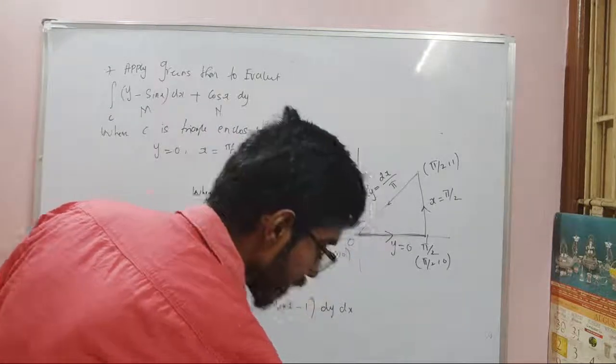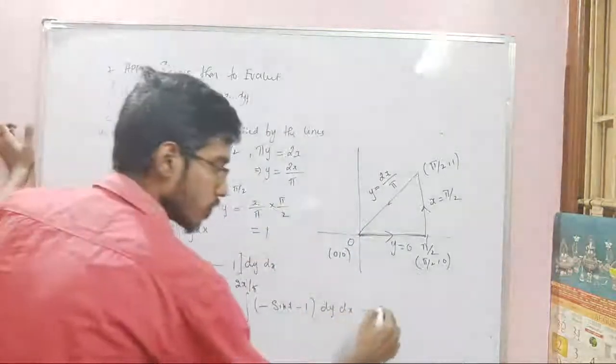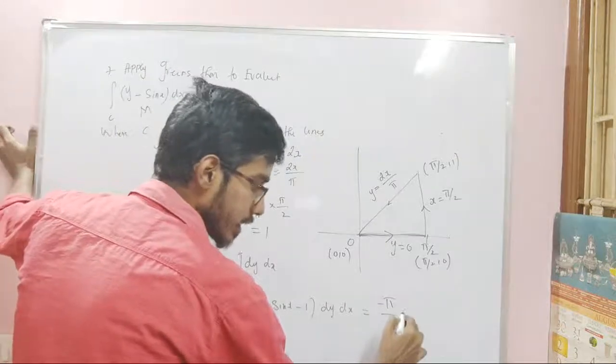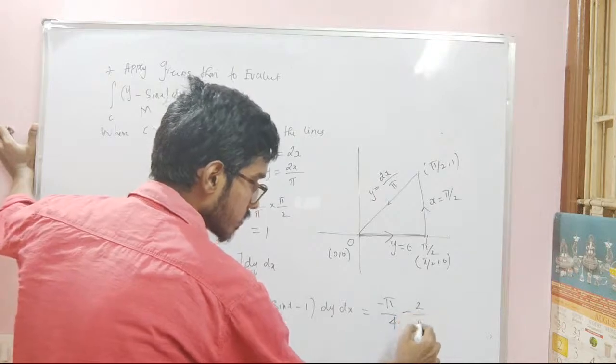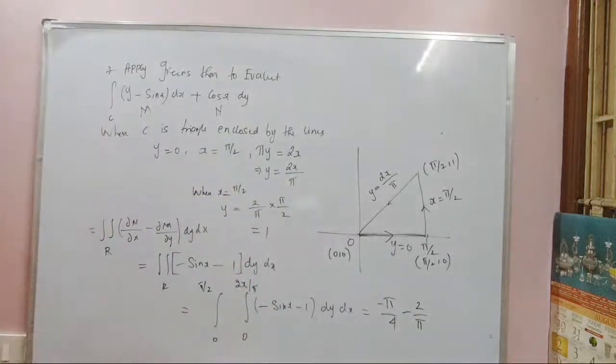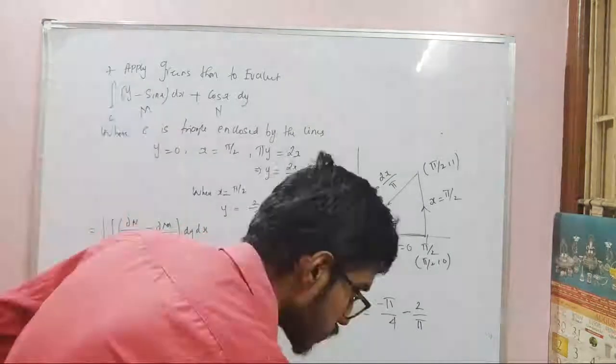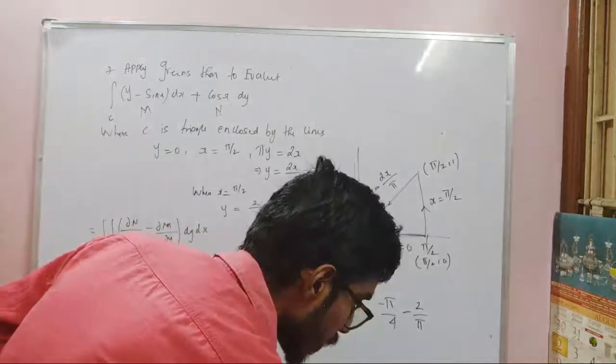So at the last you will have the answer equal to minus pi by 4 minus 2 by pi. This is the answer, right? So I think this is a very easy task. You just have to integrate, and then substitute the upper limit and the lower limit.